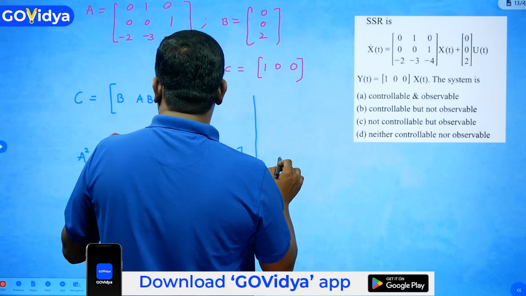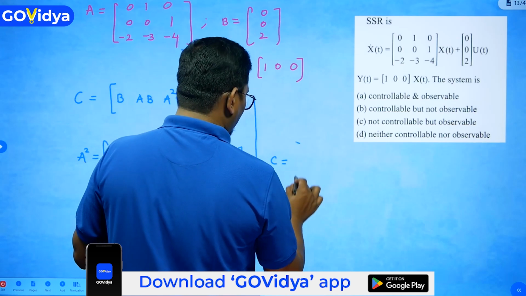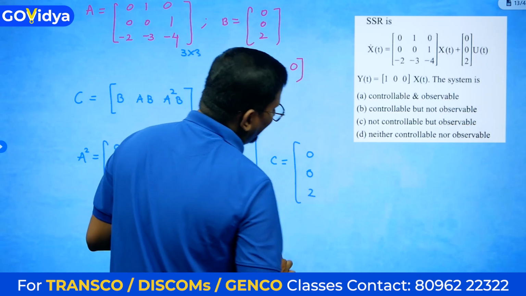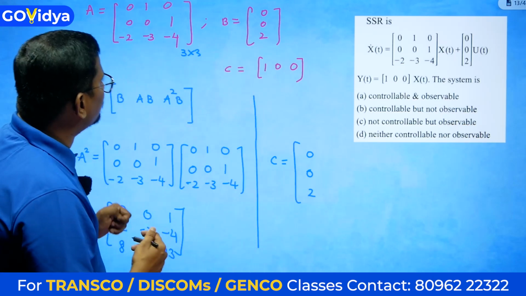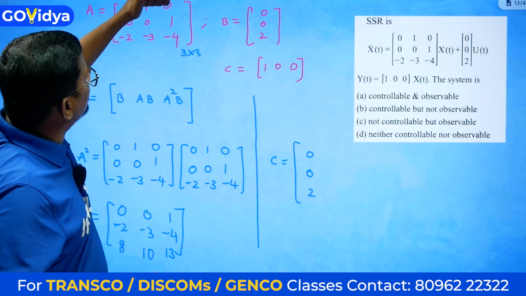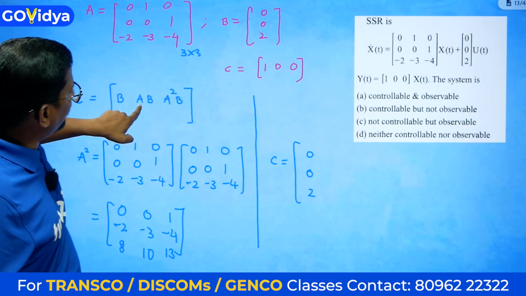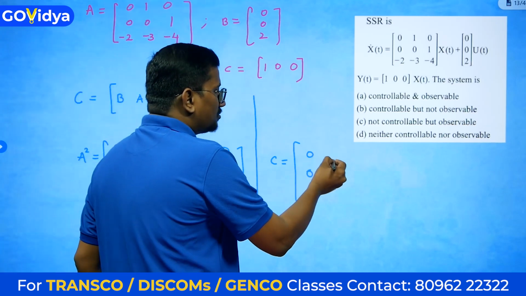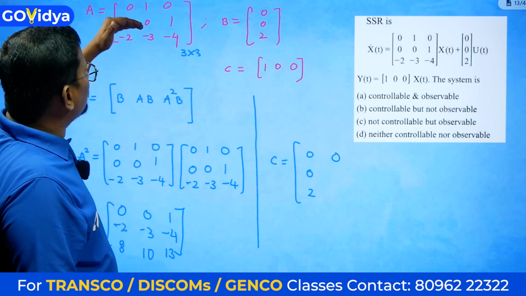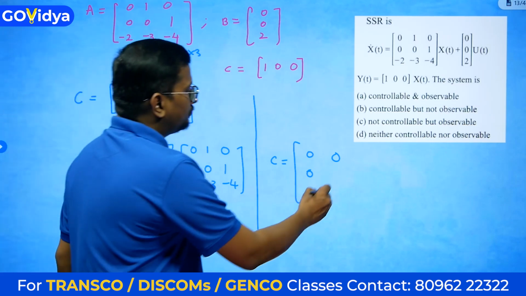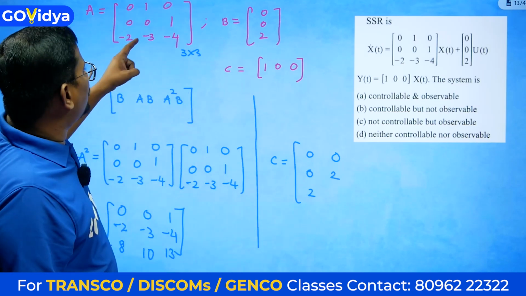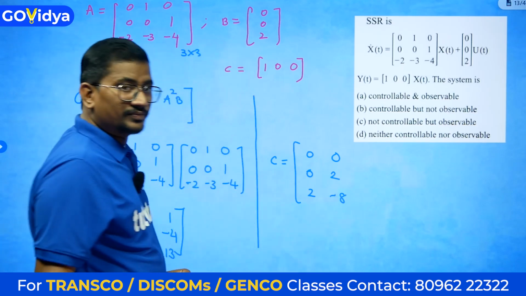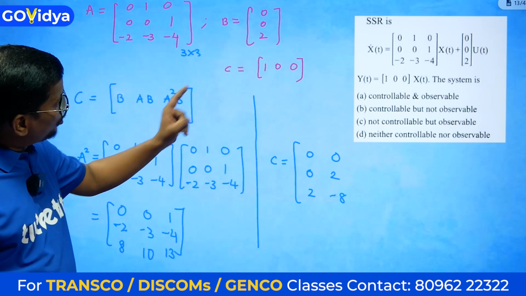So first let me take the B matrix. What is the B matrix, sir? 0, 0, 2. So we have to be very quick while doing this multiplication. So multiply this. 0, 1, 0. A, B, next we have to put 0, 1, 0 multiplied with 0, 0, 2. So can I take it 0? 0, 0, 1, you get 2. Minus 2, minus 3, minus 4, minus 8 you got. AB is over. Now with respect to A square into B.